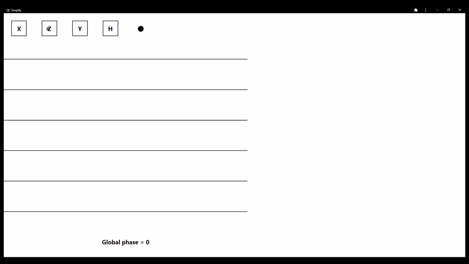And similarly, two Z gates cancel out, two Y gates cancel out, two H gates cancel out. And then this one gives a CNOT gate, and two CNOTs will also cancel out. That just happens because the 5 gates I've implemented so far are all self-inverse. So if you have two of them, they cancel out. That's the first kind of simplification that we have in this QC Simplify website.